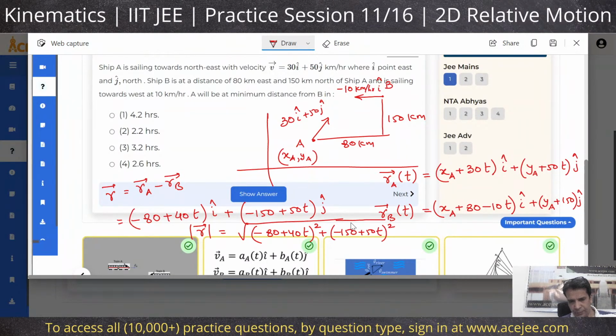Okay. Now, we are trying to figure out at what time R would be minimum, right? When is this R minimum? Well, we see that R depends on time. So we'll differentiate R with respect to time t, equate that to 0. Okay. So when we do that, what will we have?